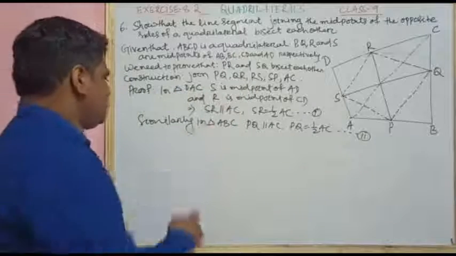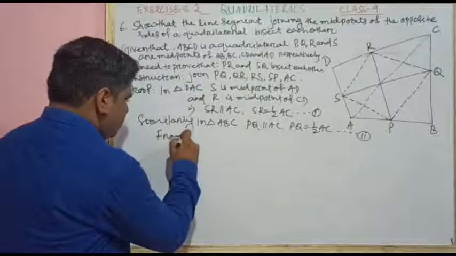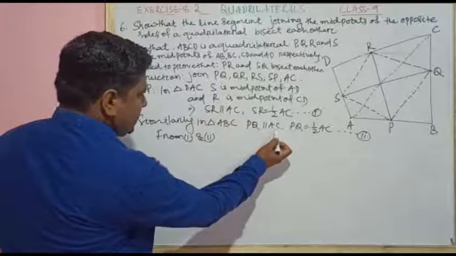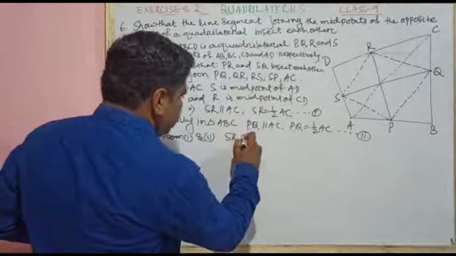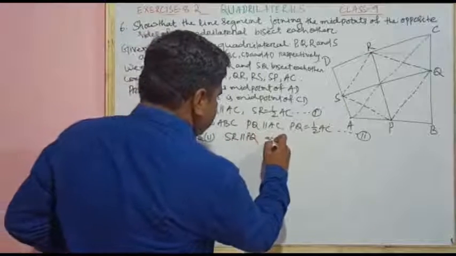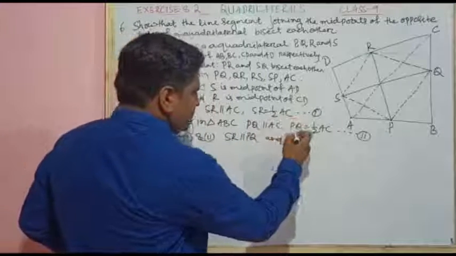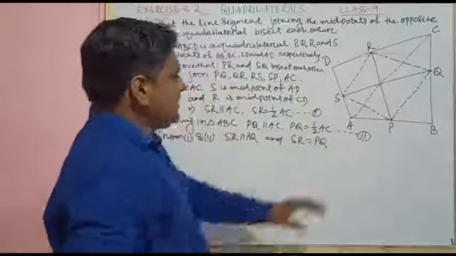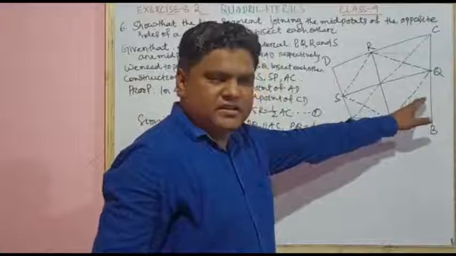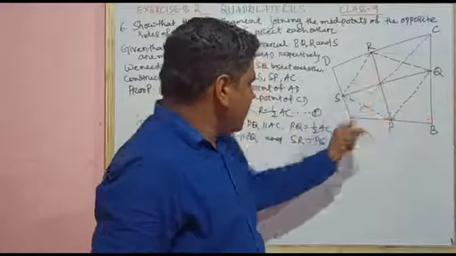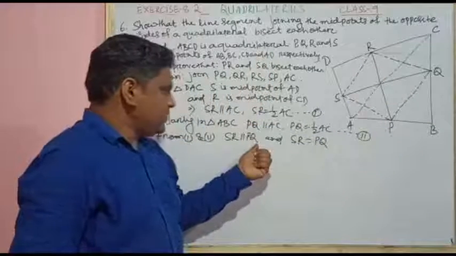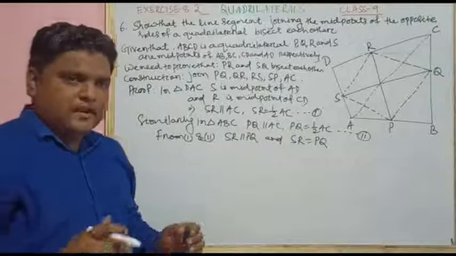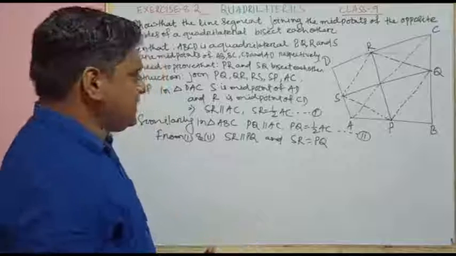From 1 and 2, SR is parallel to AC and PQ is parallel to AC. So SR is parallel to PQ, and SR is half of AC, PQ is also half of AC, so SR is equal to PQ. See here, SR and PQ are opposite sides of a quadrilateral and both are equal and parallel. We know that if two sides of a quadrilateral are equal and parallel, then it is a parallelogram.